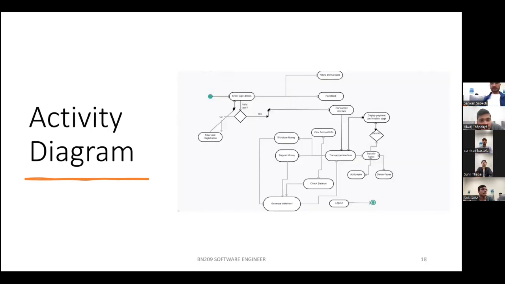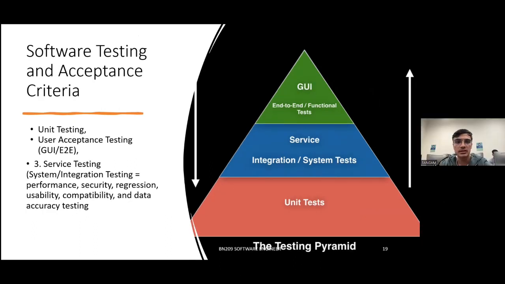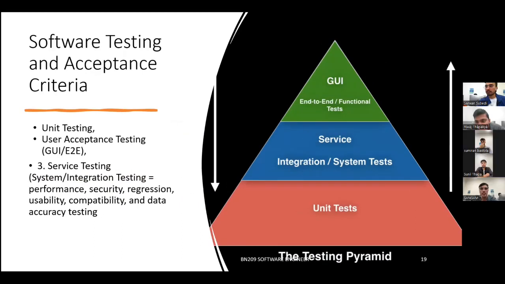Now let's go to my other part, the software testing. In our project, we have done the software testing on only three. We have categorized the testing in three factors: unit testing, user acceptance testing, and the service testing. And in service testing, we have system and integration testing. And inside it, we can find things like performance, security, regression, usability, compatibility, and data accuracy testing.